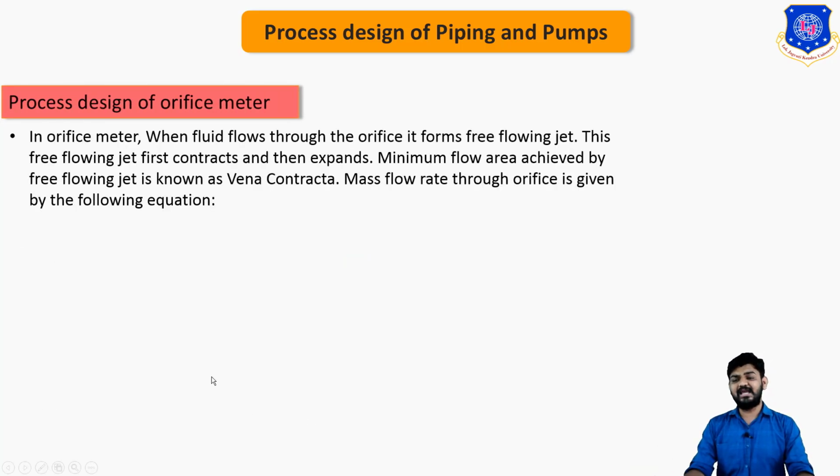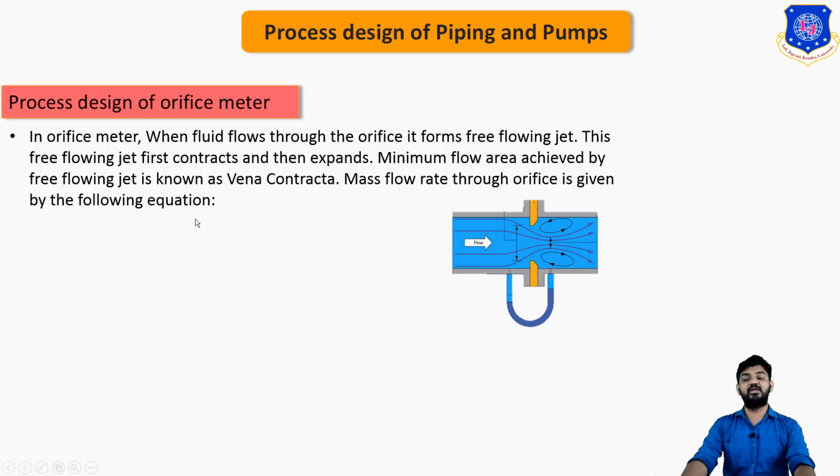You can see here the process design of the orifice meter. In an orifice meter, as you can see in this diagram, when the fluid flows through the orifice, which is shown by the yellow line, it forms a free flowing jet. You can see here we are actually reducing the flow area.